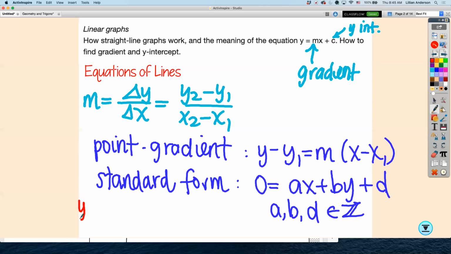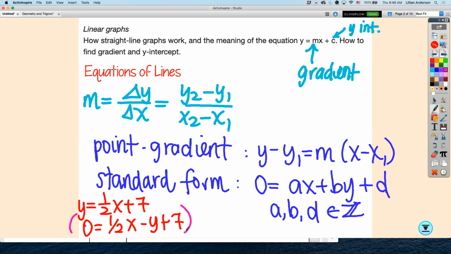So if you ended up getting the equation of the line to be y equals 1/2 x plus 7, and you had to write it in standard form, how would I do that? Set it equal to 0. How do I set it equal to 0? Move the y over, that'd probably be the easiest. So that turns into 0 equals 1/2 x minus y plus 7. But are these integers? Not that 1/2. How do I make it into an integer?